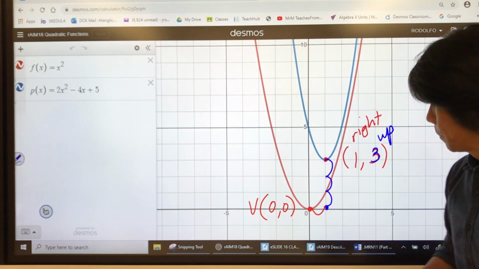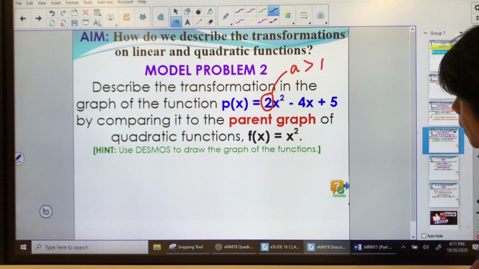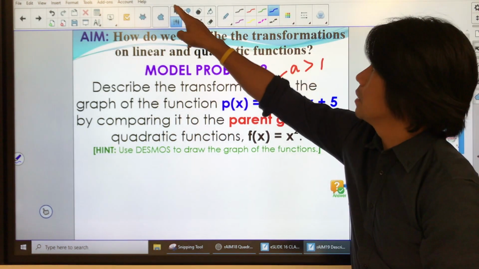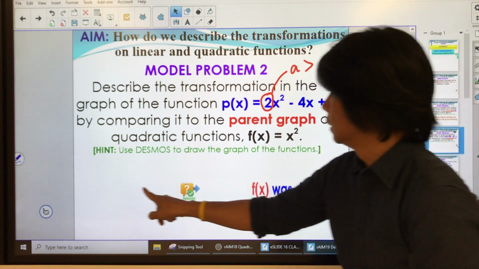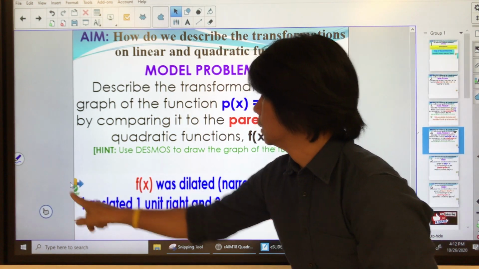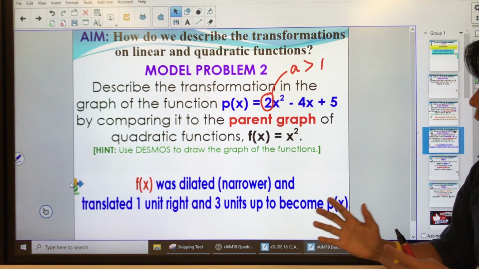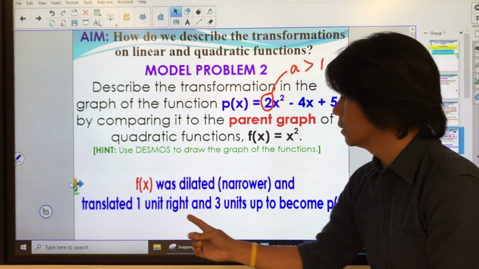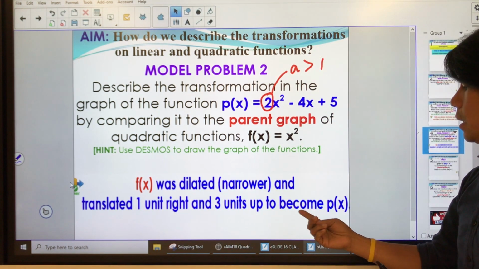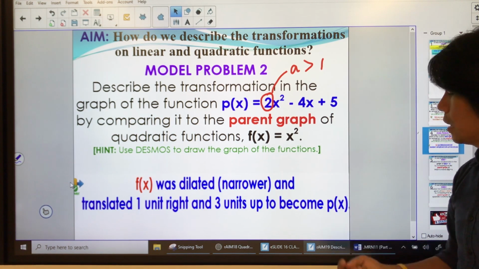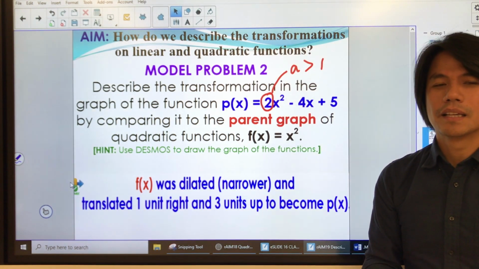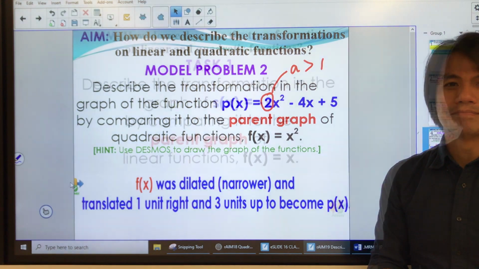Got it? So, here's the description now. So f of x was dilated, it's narrower, and translated 1 unit right and 3 units up to become p of x. I hope you understood it.